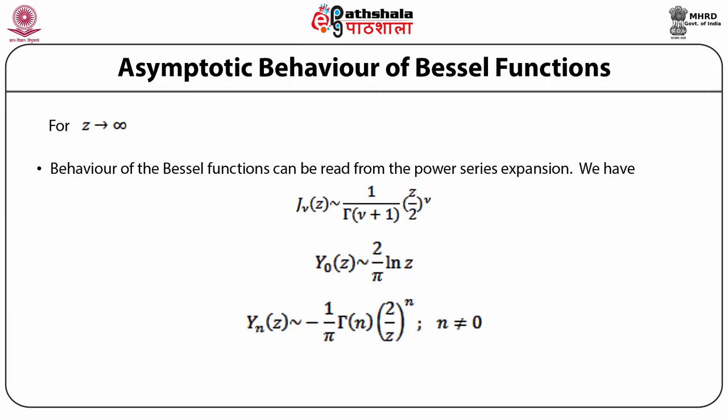Y0 of z is approximately equal to 2 by π into natural log of z. Yn of z is approximately equal to minus 1 by π into gamma of n into 2 by z raised to power n, where n is not equal to 0.